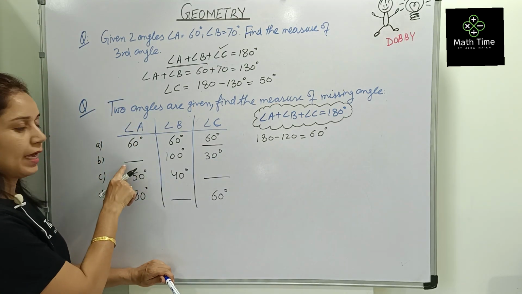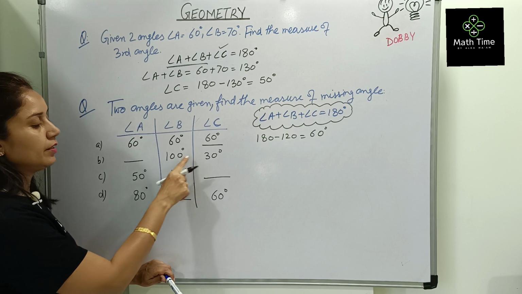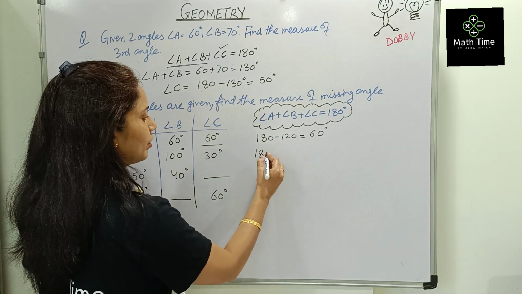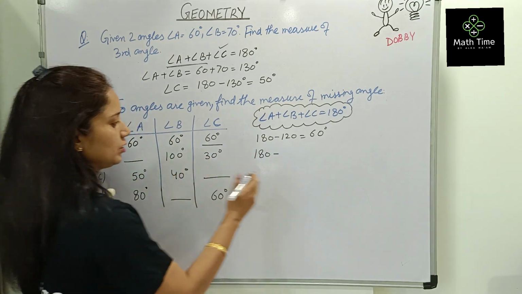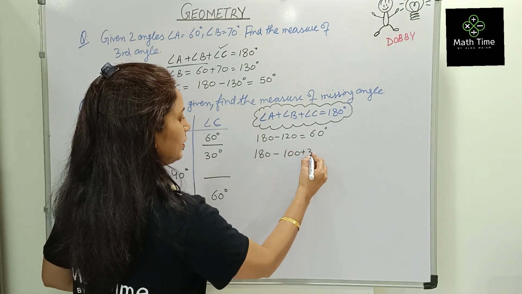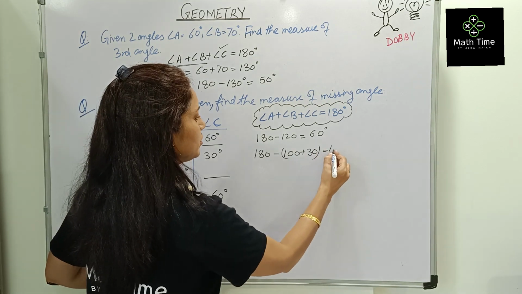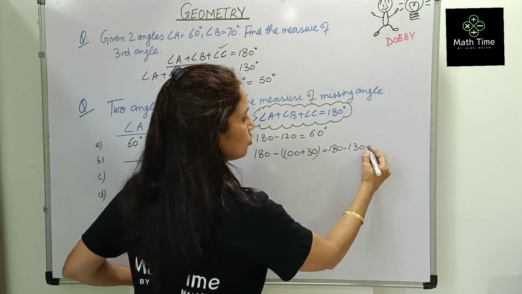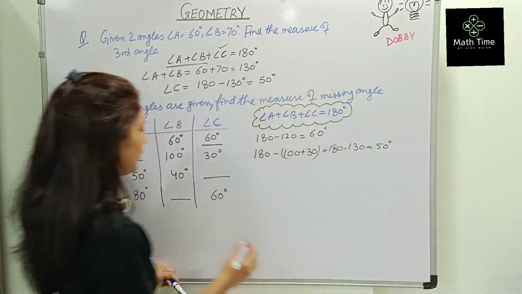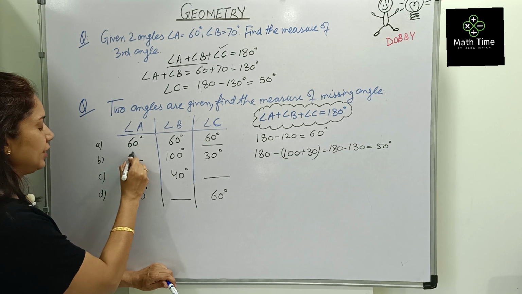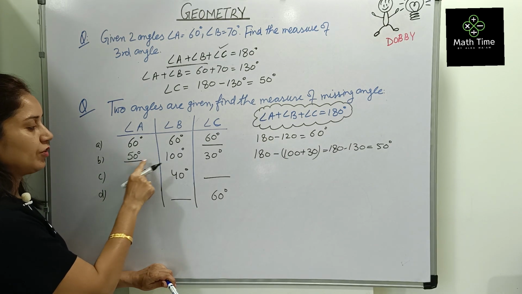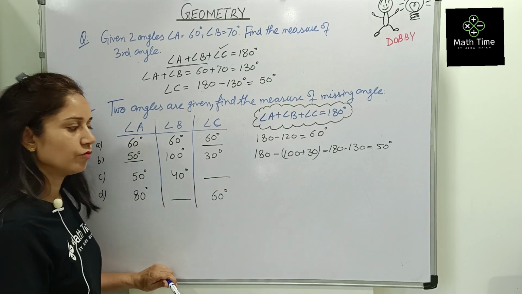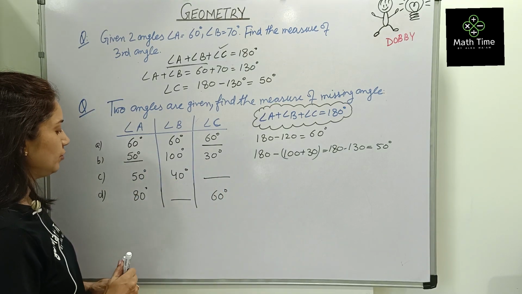Next question. Angle A we are not knowing. B is 100, C is 30. Let us add them and then subtract from 180. 180 minus the sum of these two. 100 plus 30 gives us 130, 180 minus 130 equals 50 degree. That means angle A is 50 degree. You can check your answer. 50 plus 100, 150 plus 30, 180. Sum of three angles, 180 degree. Next question.